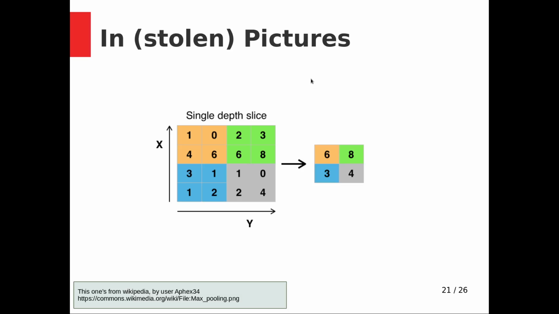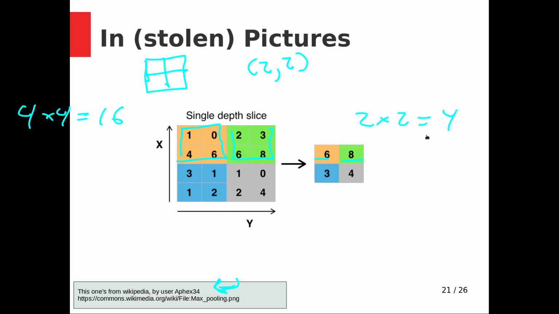So here, again, borrowed from Wikipedia user Apex34, we have a really excellent little illustration of max pooling, right? Here, our max pooling filter is size 2 by 2, and we are applying it to this region and picking the maximum value, which is 6, and then we're applying it to this region and picking the maximum value, which is 8, and so on, to reduce our 4 by 4 equals 16 size input to a 2 by 2 equals 4 output, right?